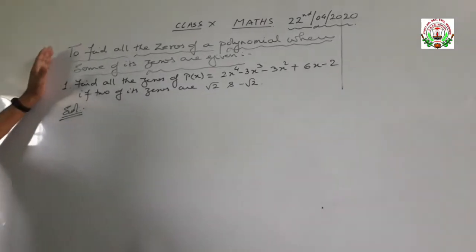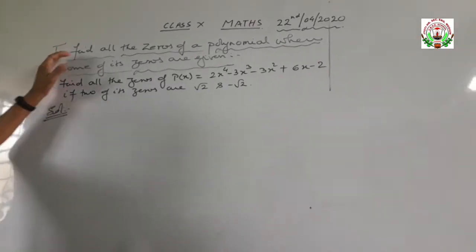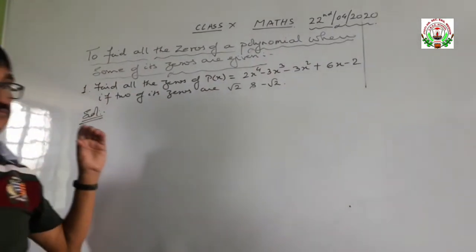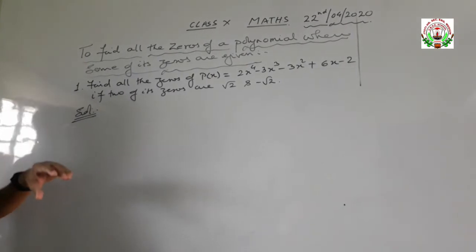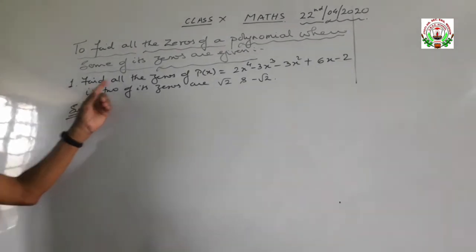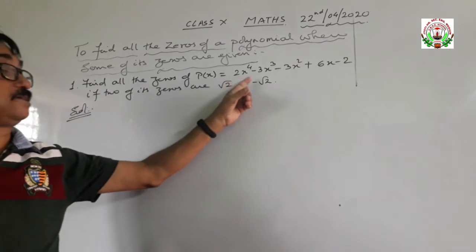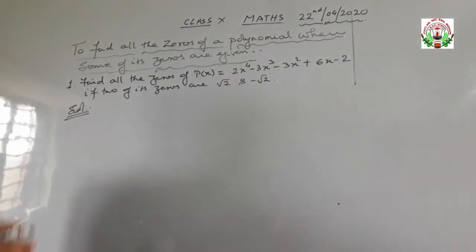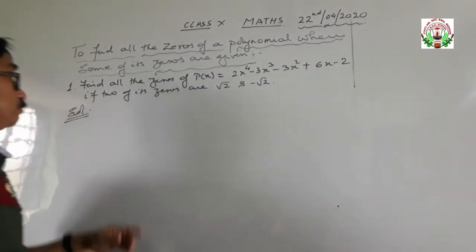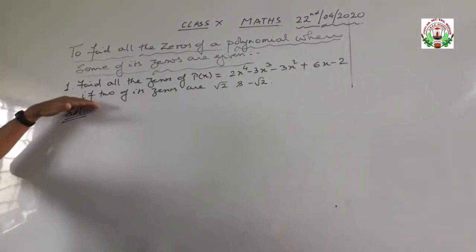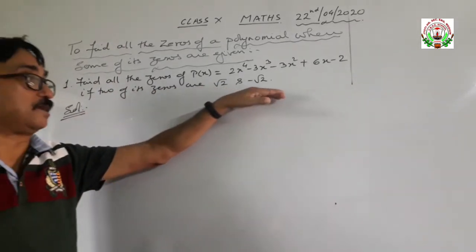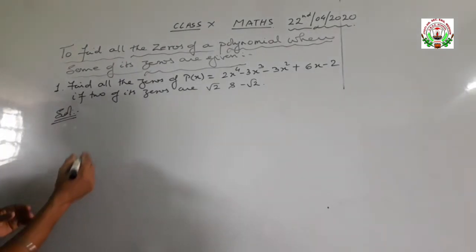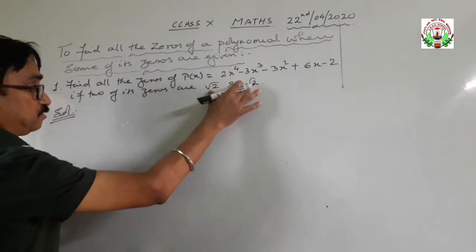Now today here comes the next topic: to find all the zeros of a polynomial when the sum of its zeros is given. Here you can see that in this question it is a biquadratic polynomial since its degree is 4. So it will have 4 zeros. Out of the 4 zeros, only 2 zeros are given and the rest of the 2 zeros we have to find out. So first we will find out the divisor.